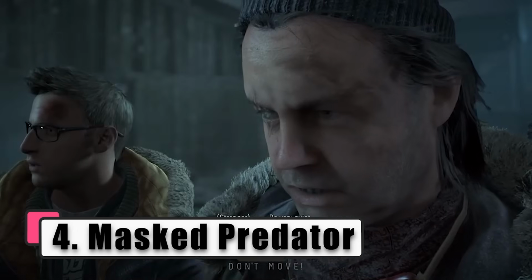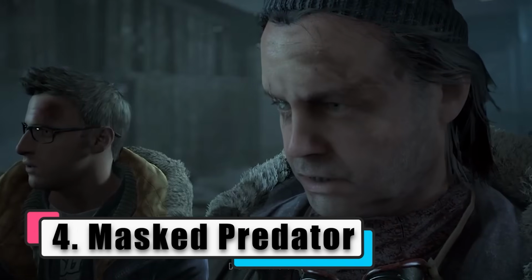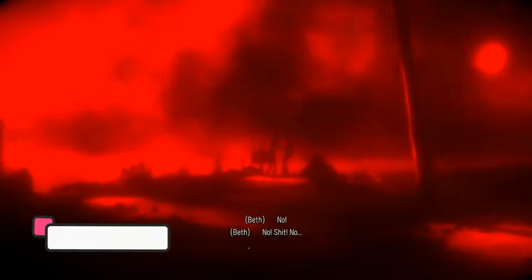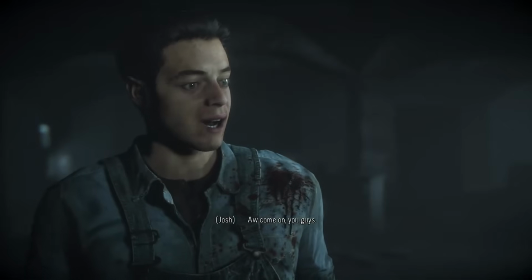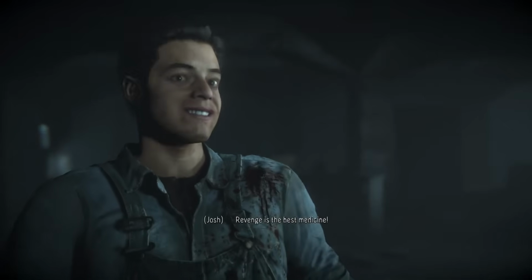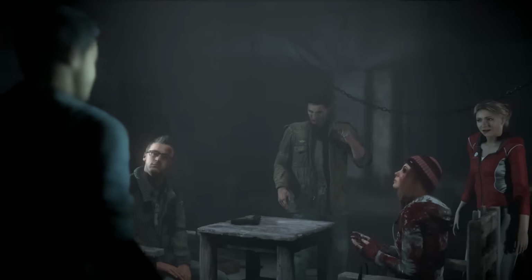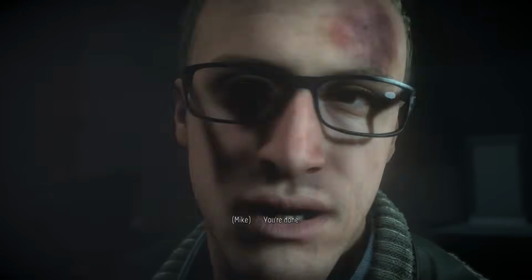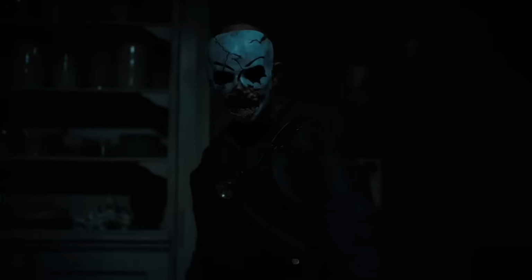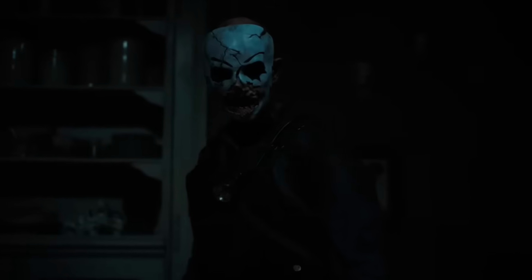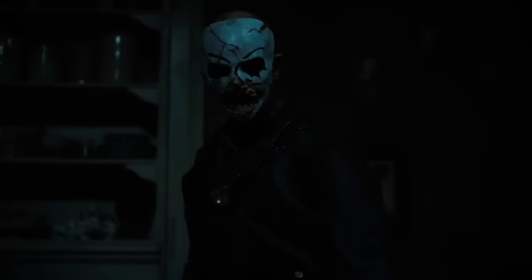Number 4. Masked Predator. Remember the stranger who chased the twins Hannah and Beth through the woods? He's unseen and unknown. Later in the game, when Josh confesses to being the masked man attacking the group, I wondered if he was also the one who chased his own sisters, and was that why he was not of sound mental health? It's a theory again. In the film, though, the masked man has no past, present, or future, just a version of Clover's fears.